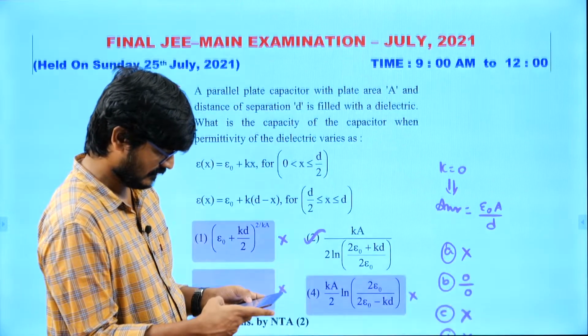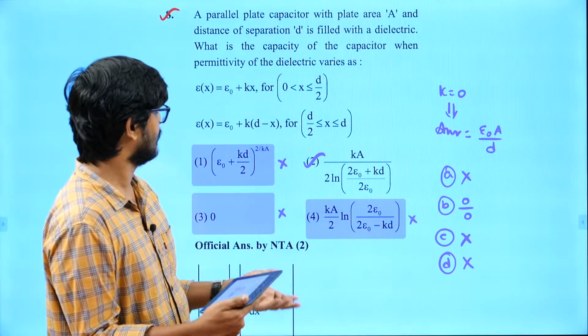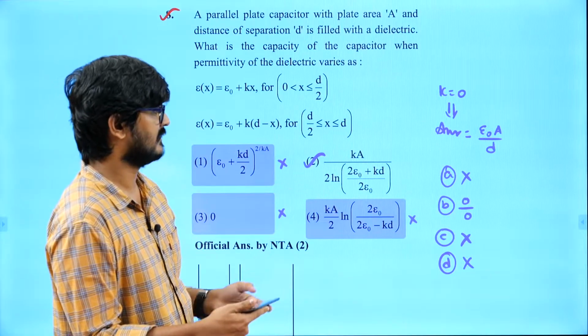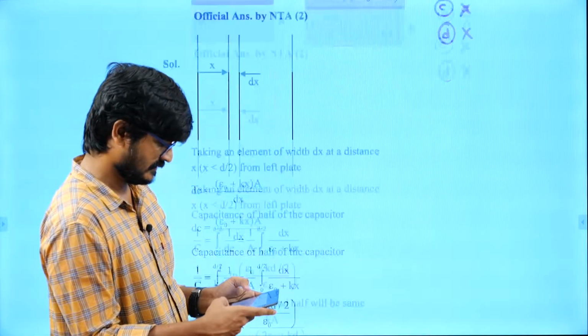Next one I checked what will happen when k equal to 0. When k equal to 0, it is going to be a simple capacitor. So capacitance has to be epsilon A by D. So from there I can eliminate 3 options.